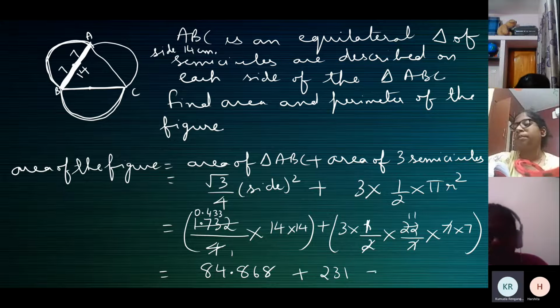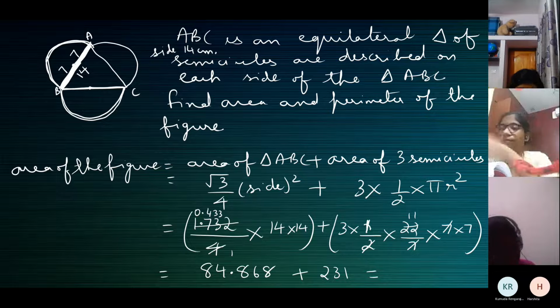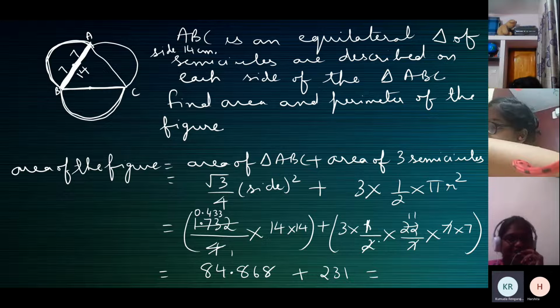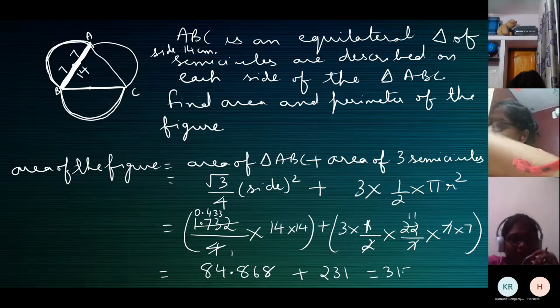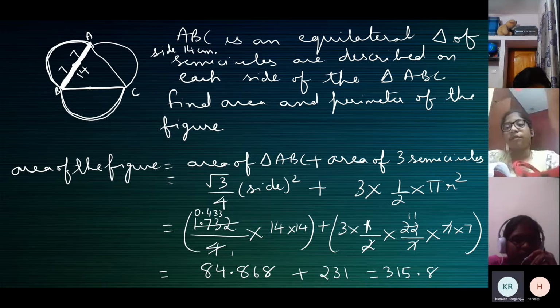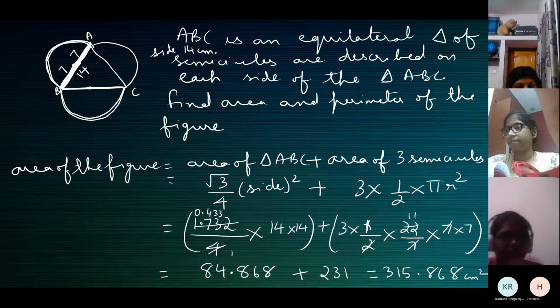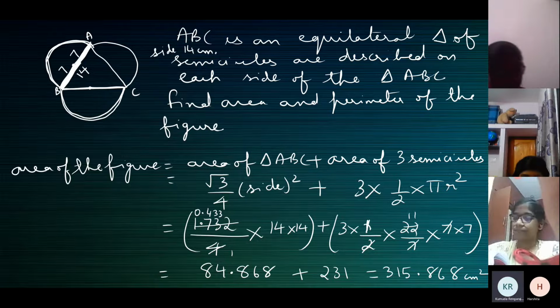So what's the sum? What's the final answer? Ma'am, 315.868. But if I don't have place, so I'm writing it here. You write it below. So 315.868. What is the unit? Centimeters squared.